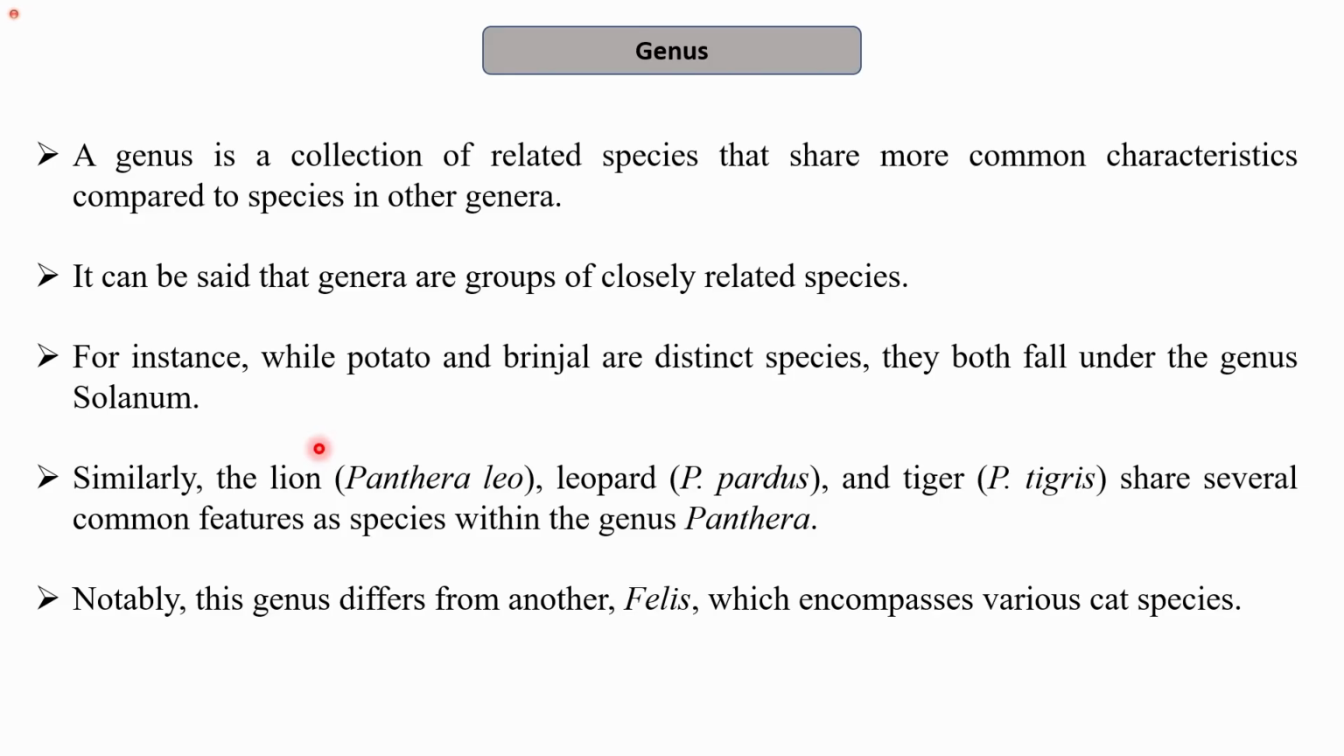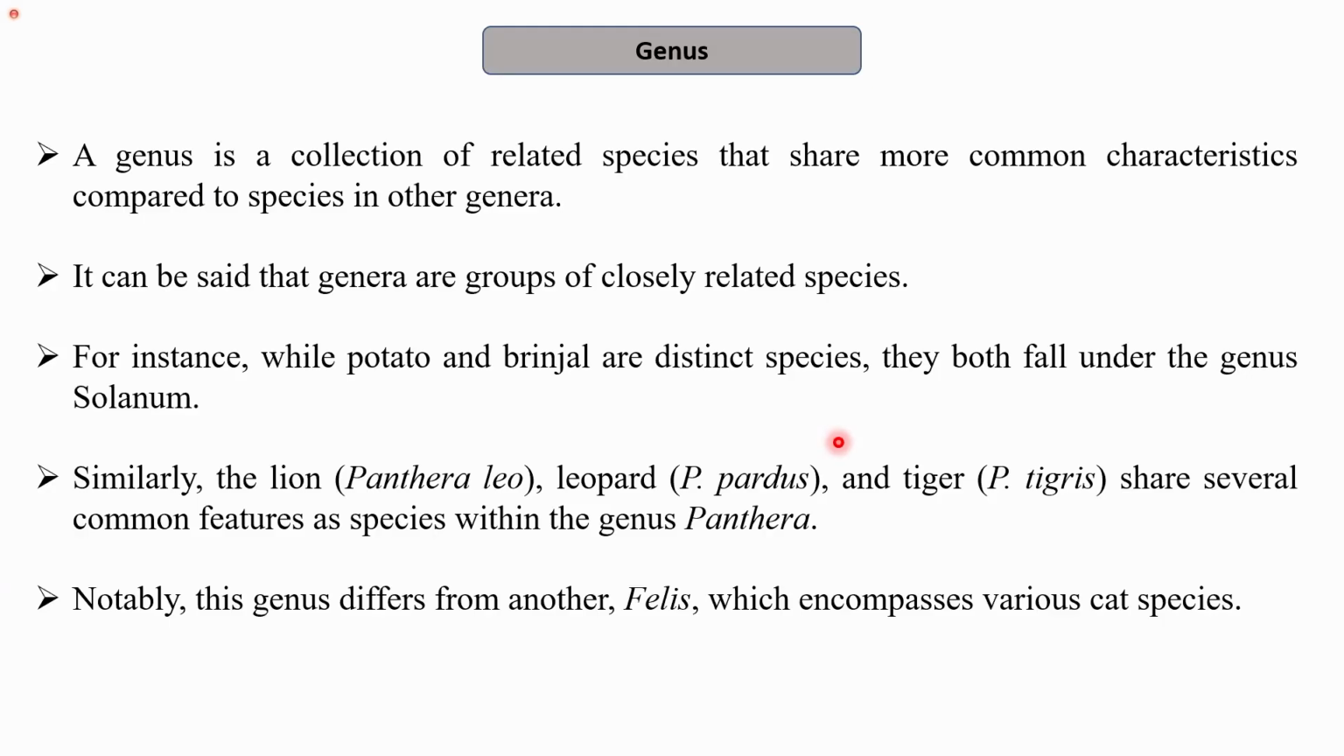Similarly, if I talk about the lion, which is Panthera leo, leopard, which is Panthera pardus, and tiger, they have several common features as species within the genus Panthera. So within the genus, different species belong to a single genus based on the similarities which they share. Notably, this genus differs from another. If I talk about the genus Panthera, obviously it differs from the genus that encompasses various other cat species.